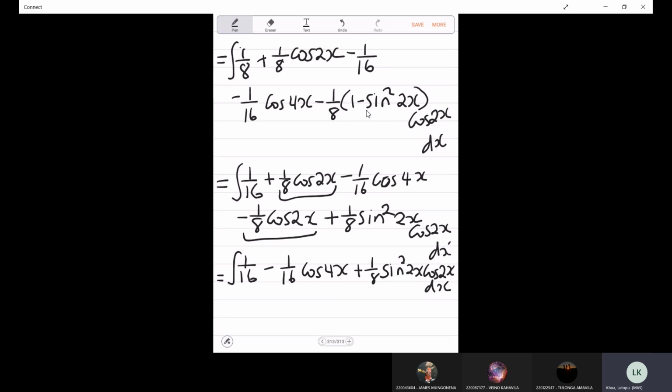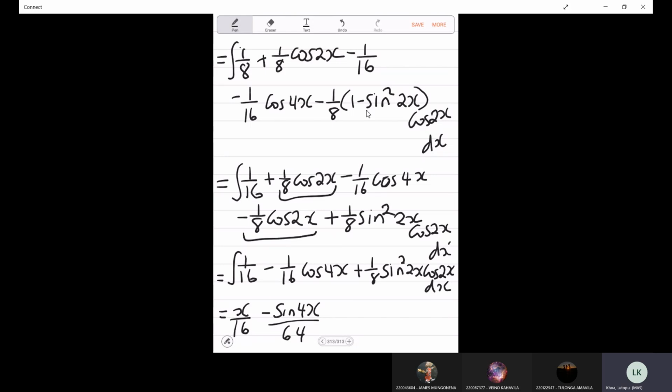Now everything here I can easily integrate without any problems. So the integral of 1 over 16 is x over 16. And then the integral of cos 4x is sine 4x divided by 4, and then the 4 will have to multiply by the 16. So I have minus sine 4x over 64.